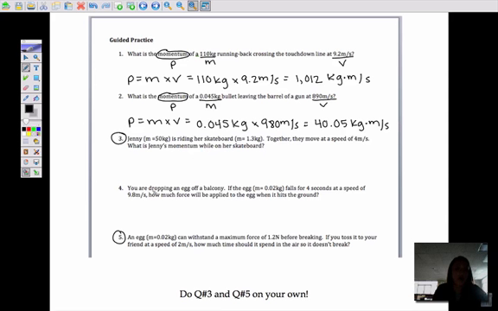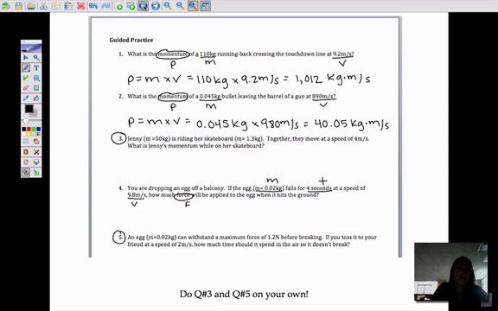Now 4 says you are dropping an egg off a balcony, which you'll actually do next week. If the egg, which has a mass of 0.02 kilograms, falls for 4 seconds at a speed of 9.8 meters per second, how much force will be applied to the egg when it hits the ground? Alright, there's a lot of things going on in this problem. I'm given mass, which is 0.02 kilograms. I'm given 4 seconds, which is a time. I'm given 9.8 meters per second, which is a speed. And it says how much force will be applied. So I'm looking for force.